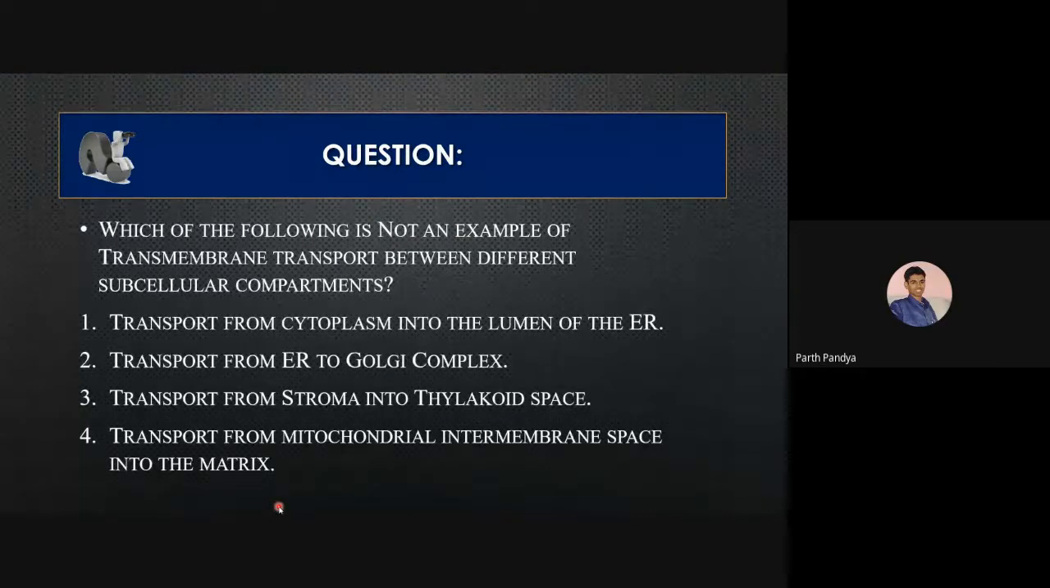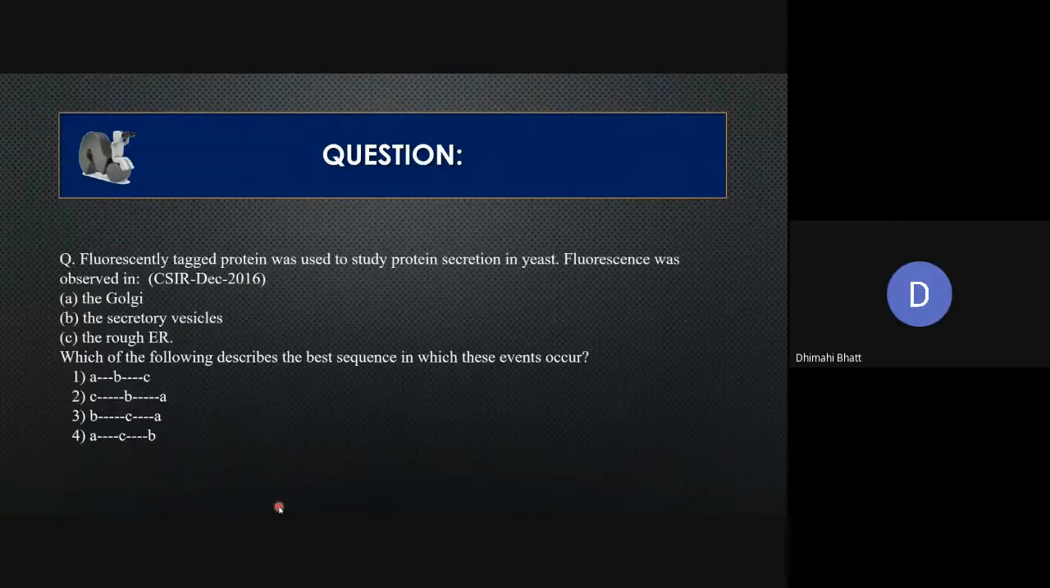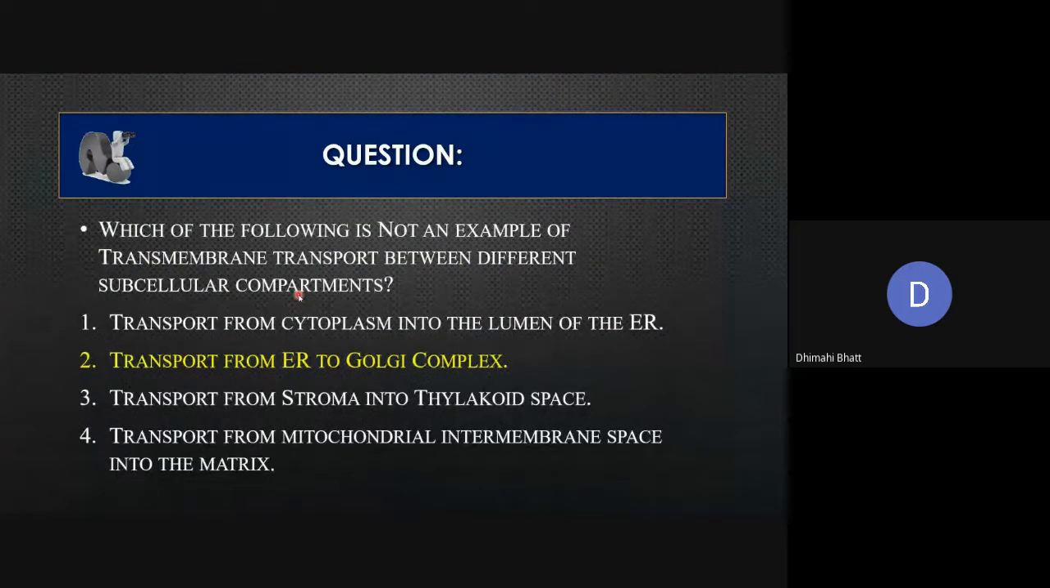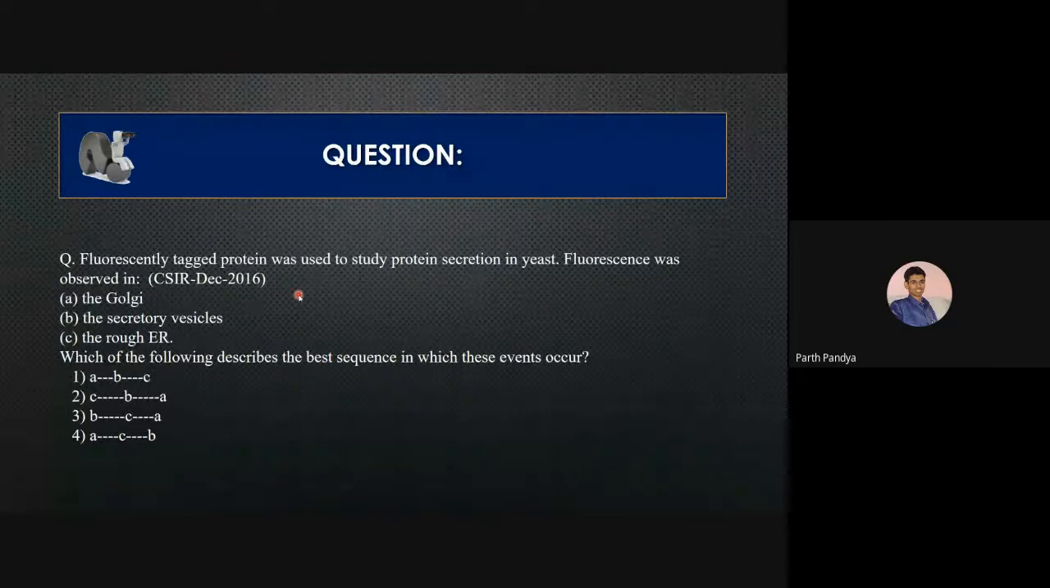Why do you think third is the answer? Because stroma and thylakoid are found in one organelle only. Thylakoids are the structures which are placed floating in the stroma itself. So that's not an example of transmembrane transport between different subcellular compartments, since it's from the same compartment. Yeah, exactly. So it's the same compartment.